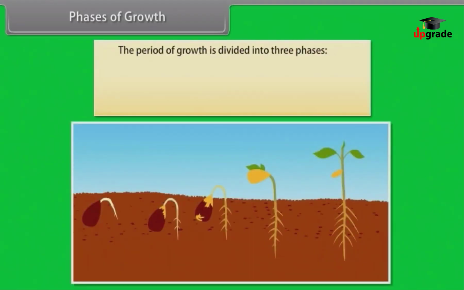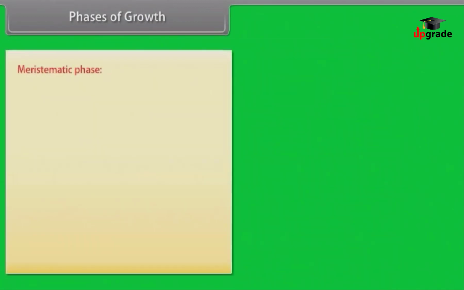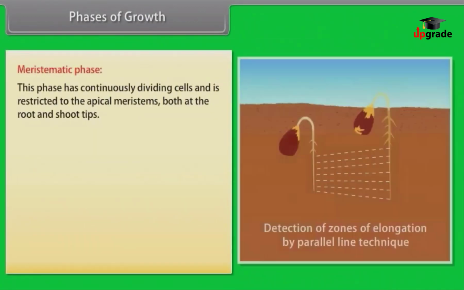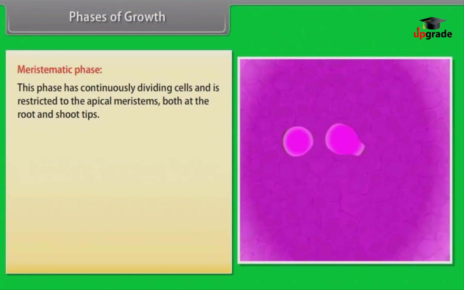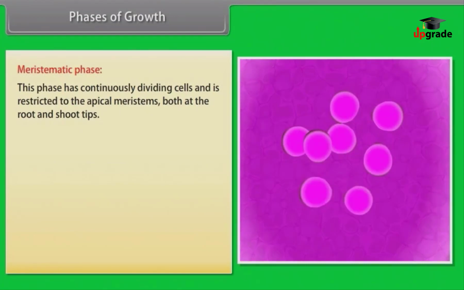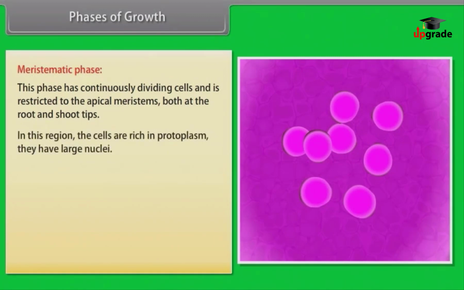Phases of growth. The period of growth is divided into 3 phases: meristematic, elongation, and maturation. Meristematic phase. This phase has continuously dividing cells and is restricted to the apical meristems, both at the root and shoot tips. In this region, the cells are rich in protoplasm. They have large nuclei.